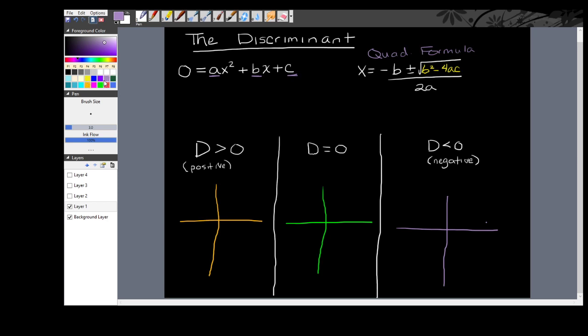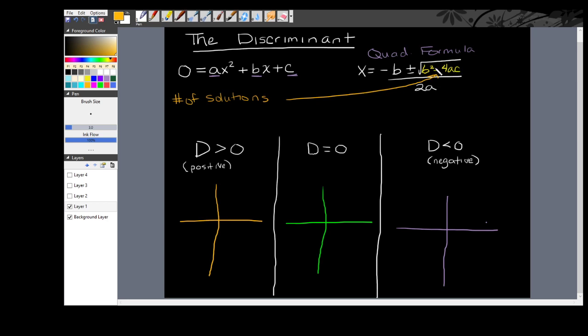Now the discriminant is the portion of the quadratic formula that is written underneath the radical. And what it does is it tells us the number of solutions. Okay, that number of solutions comes from the discriminant. And it tells it to us in different ways.